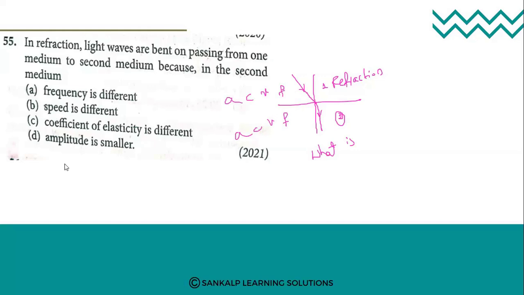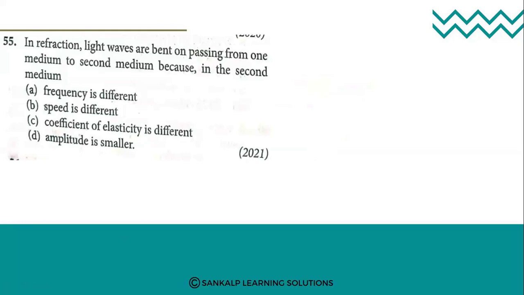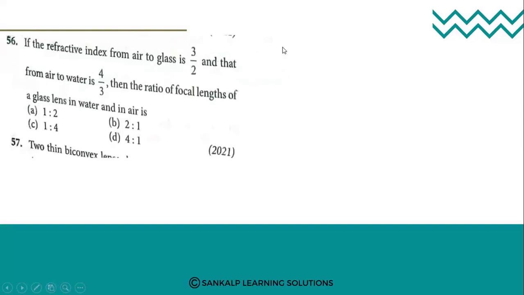Is this question clear to you? See, what is the reason here? The speed is different. When light travels from one medium to another medium, the speed of light changes, and this results in the bending of light, and the phenomenon is called what? Refraction of light. Okay, the next question.